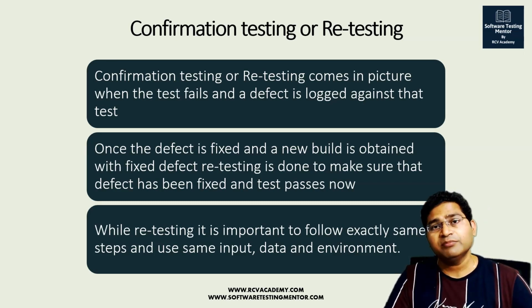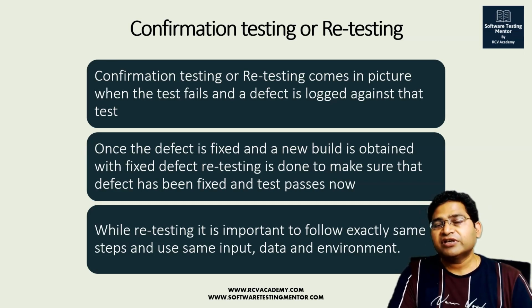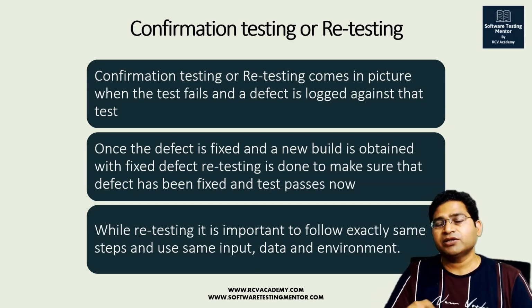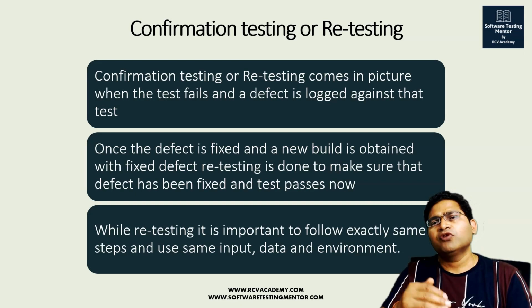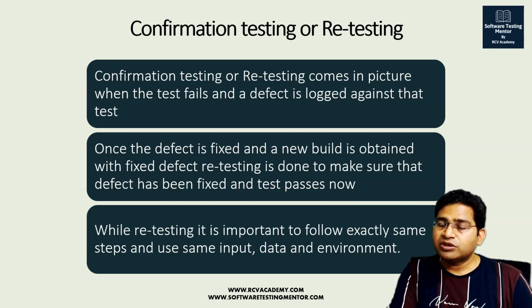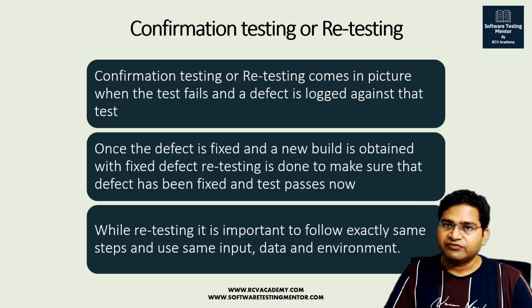Basically, the first time that test case failed, now after the defect has been fixed, a new build has arrived from the developer and has been deployed, and you are re-executing, or basically retesting, following the same steps, same test cases again, to see that yes, previously it was not working, now it is working after the fix. So that's what confirmation testing or retesting is.